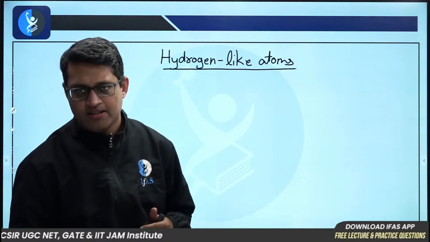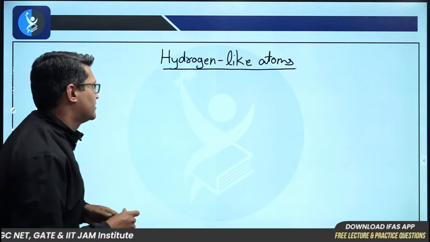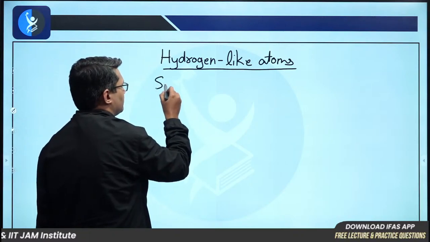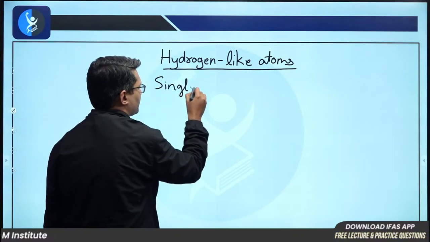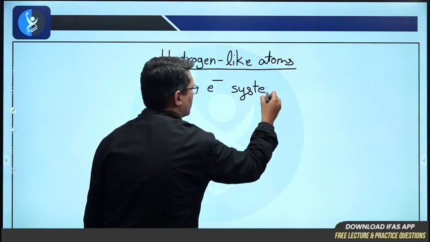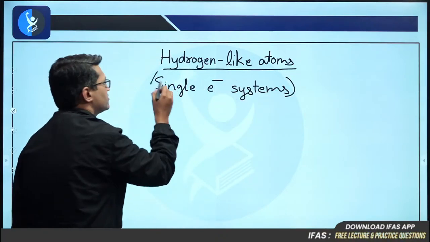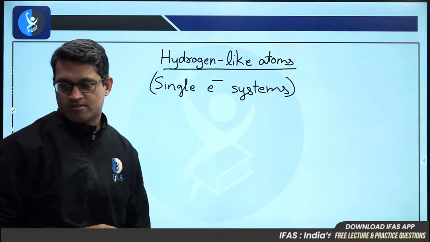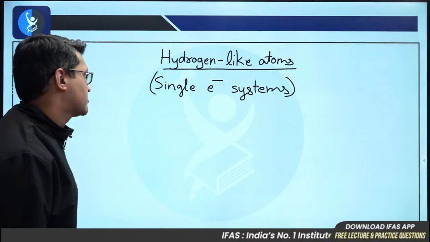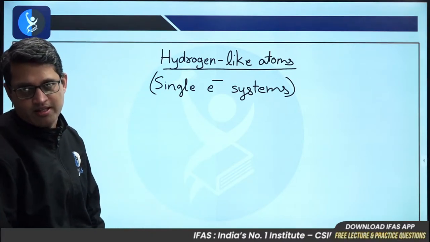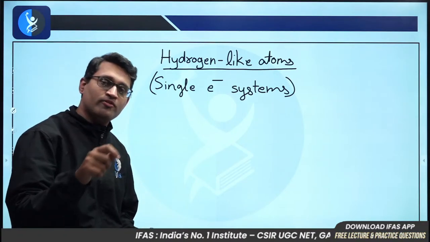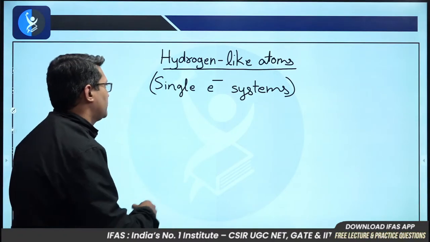Arvind Kumar is saying Li plus, but well, not Li plus really. What does hydrogen like atom mean? Hydrogen like atoms are essentially single electron systems. What do you mean by single electron systems? Of course, as the name suggests, whatever is the number of protons, whatever is the atomic number, the number of electrons is just one.